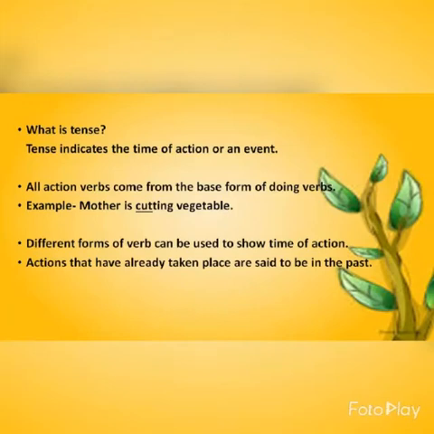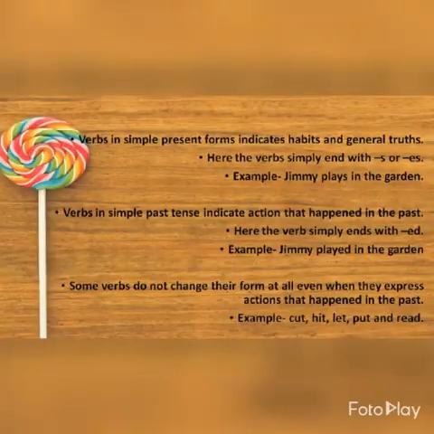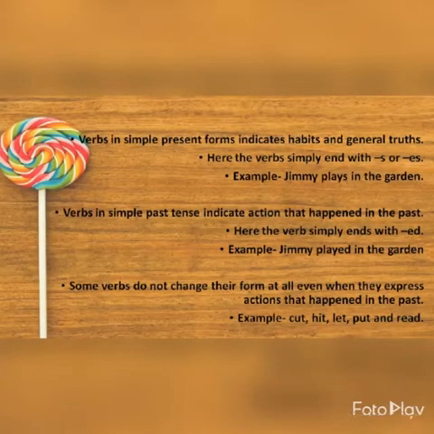Different forms of a verb can be used to show the time of action. There are different forms of a single verb and they can be used at different times showing different actions. Actions that have already taken place are said to be in the past. The actions which have already happened, that is past, they show which tense? They show past tense.